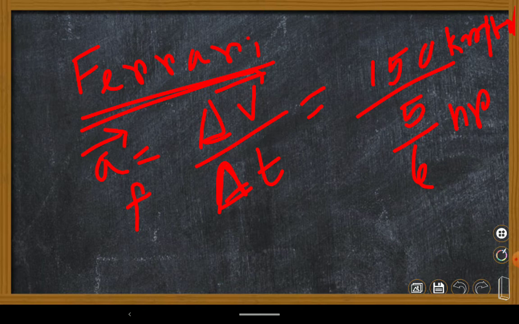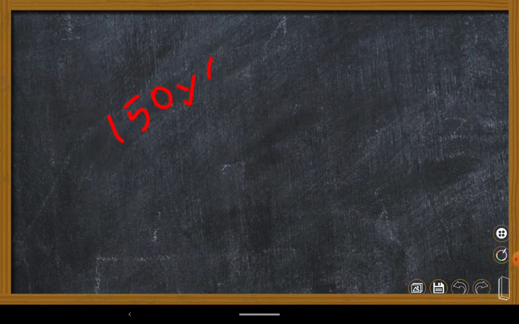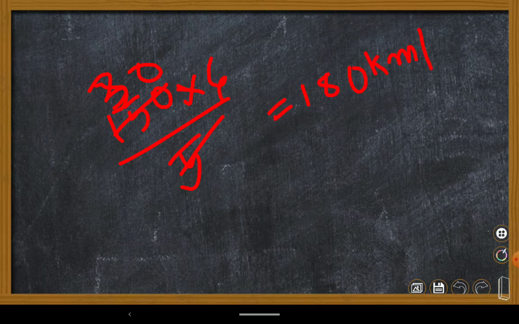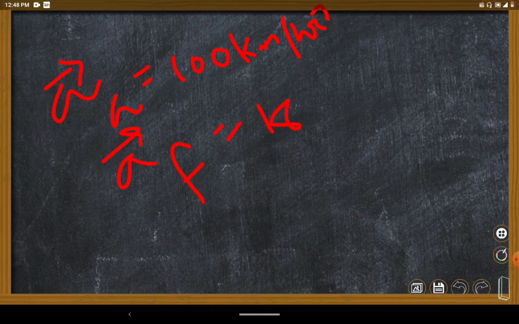Okay, there's not enough space to write. So 150 by 5 by 6 means 150 into 6 by 5, that means 30 into 6 equals 180 kilometer per hour square. Now we got two things: the acceleration of the airplane equals 100 kilometer per hour square, and the acceleration of the Ferrari is 180 kilometer per hour square.